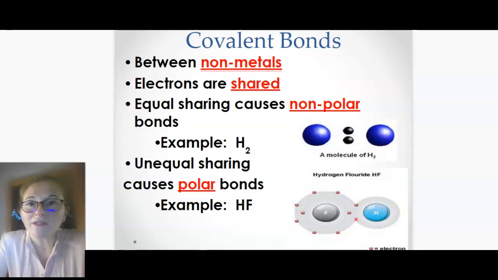The reason that happens is because of electronegativity. Two hydrogens together have the same electronegativity, so the difference in electronegativity is 0. However, between hydrogen and fluorine, we know fluorine has the most electronegativity on the periodic table, and hydrogen has very little, so the difference between the two is a lot. So fluorine is going to overly take that electron more than hydrogen is going to have it. They're still sharing, just fluorine's getting more than their share.